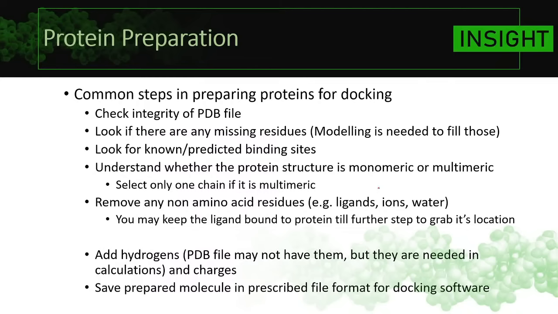So if there are some metal ions present in the binding site, for example, and they may be important for the interactions of the ligands, you can keep them. But the rest of the things that we do not want, we need to remove from the protein structure.